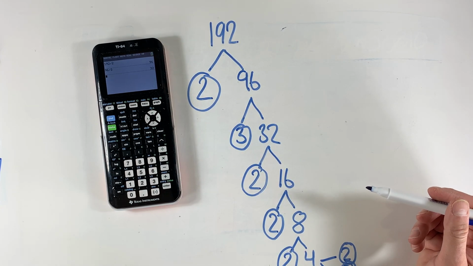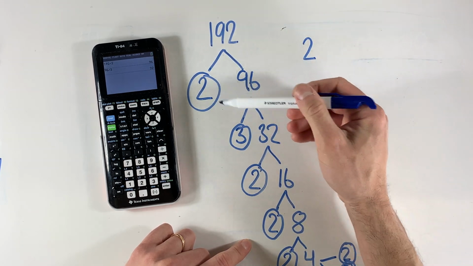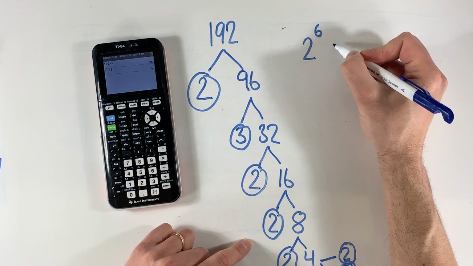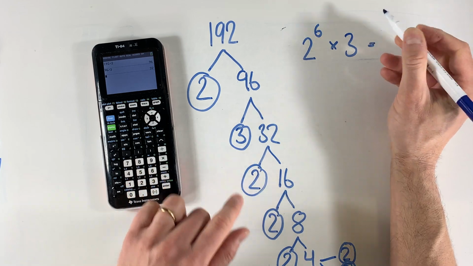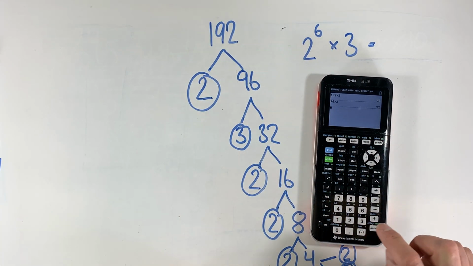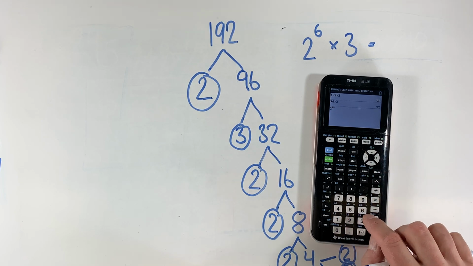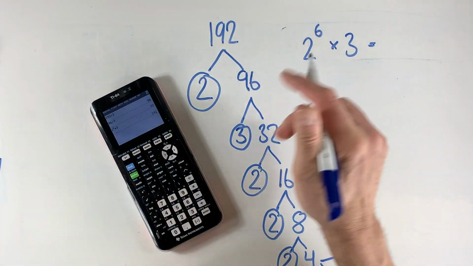So this was a larger tree. Start with the smallest factors. We have 2. And how many do we have? 1, 2, 3, 4, 5, 6. So 2 to the power of 6 times, and we have a 3 over here. And then we check. 2 to the power of 6 times 3 is 192.